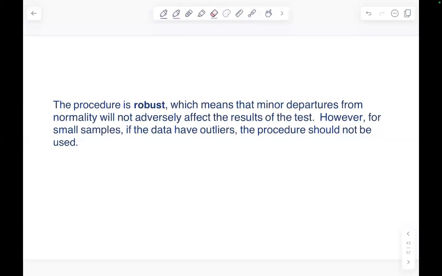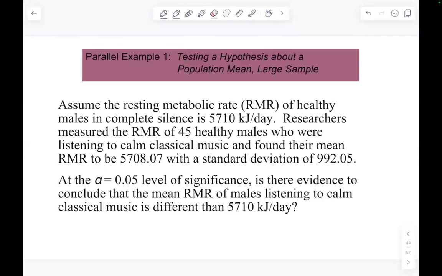Okay, here's our problem. Assuming the resting metabolic rate of healthy males in complete silence is 5,710 kilojoules a day. Researchers measured the RMR of 45 healthy males. They were listening to calm classical music and found the mean RMR to be this and the standard deviation to be that. At an alpha equals 0.05 level of significance, is there evidence to conclude that the mean RMR of males listening to calm classical music is different than 5,710 kilojoules a day?